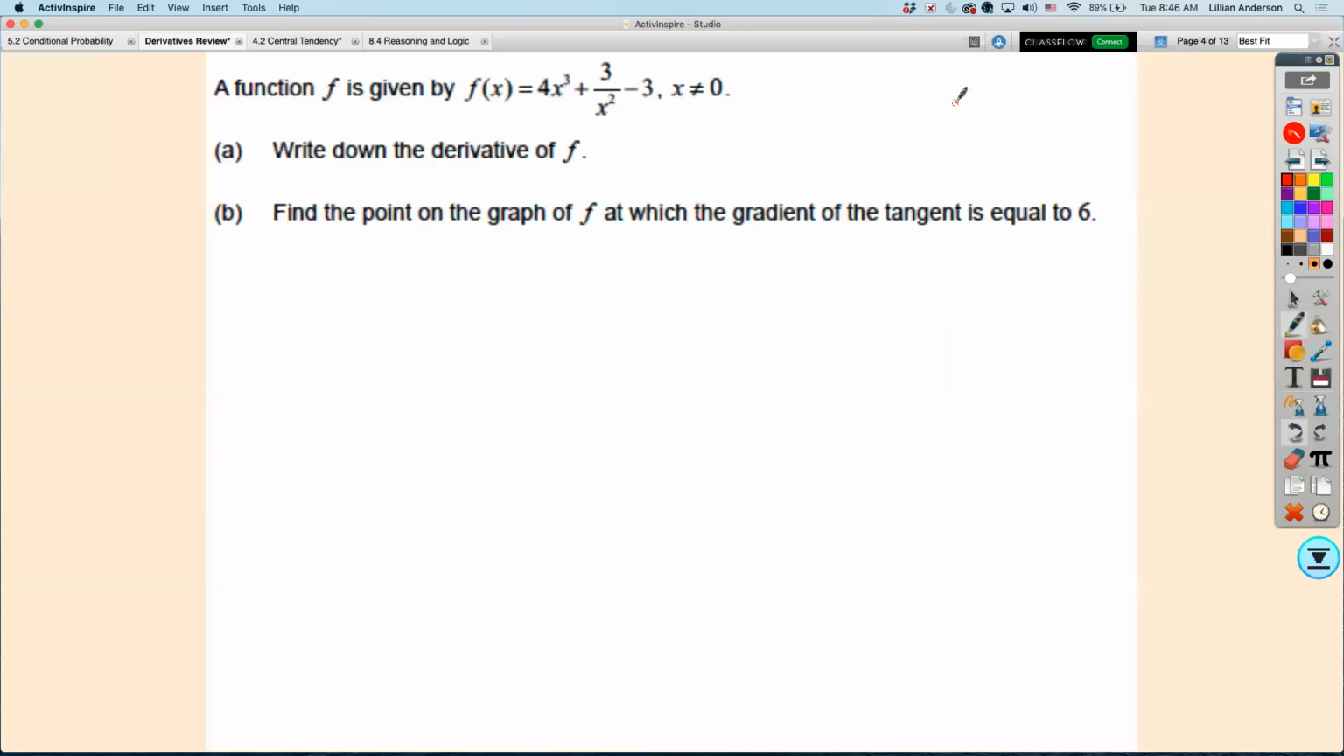Here's one. I believe I pulled this from the 2017 exam. It says function f is given by f of x equals 4x to the third plus 3 over x squared minus 3. You have to write down the derivative. Now, before I can actually write down the derivative of this problem, I'm probably going to need to do something to this term.